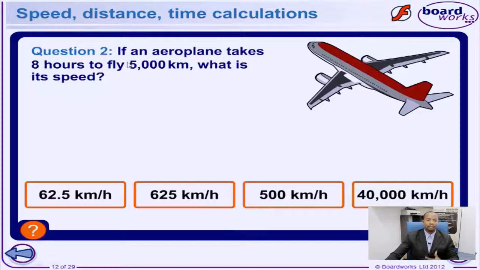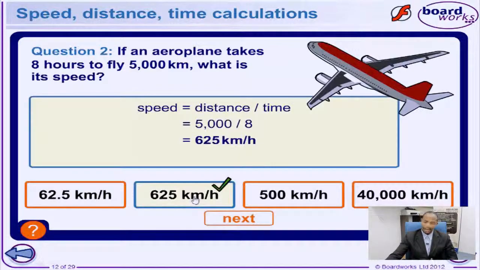The next question says if an aeroplane takes 8 hours to fly 5,000 kilometers, what is the speed? Speed is distance divided by time. We also said that the unit of distance can be kilometers as long as the time is in hours. So 5,000 divided by 8, you're going to get 625 kilometers per hour. Yeah, that's right. That's great.